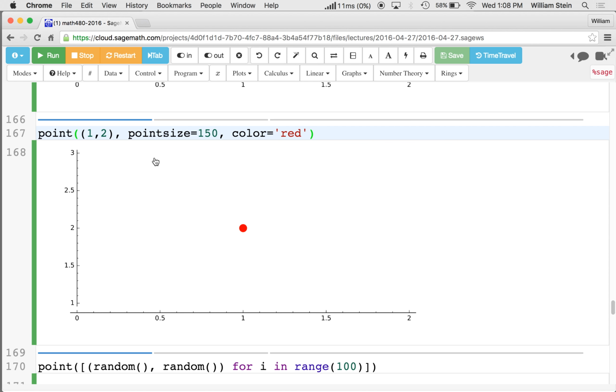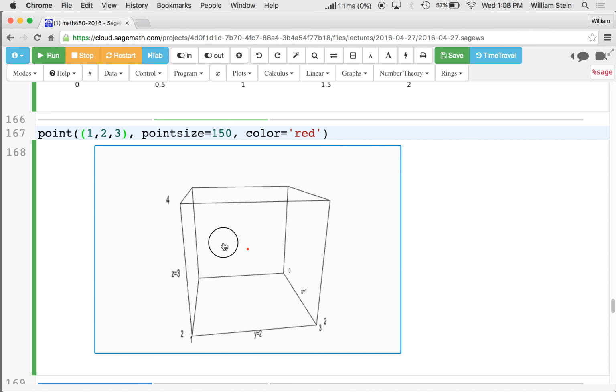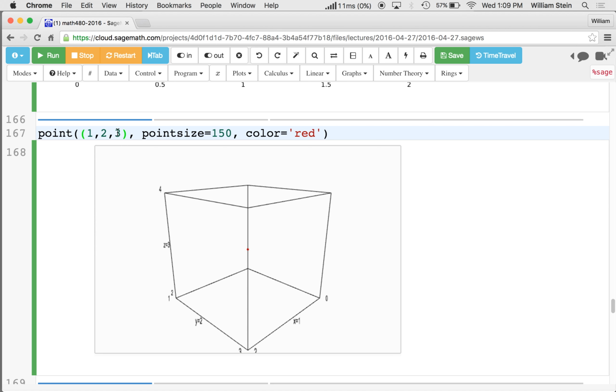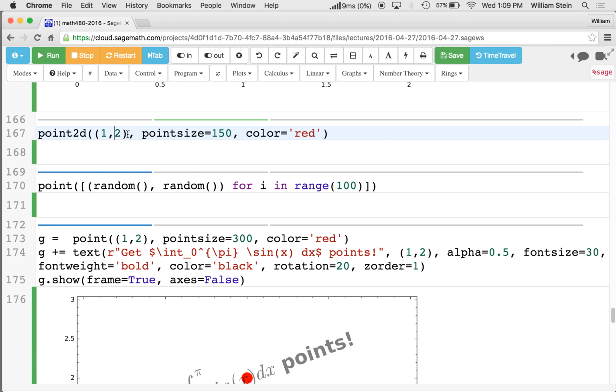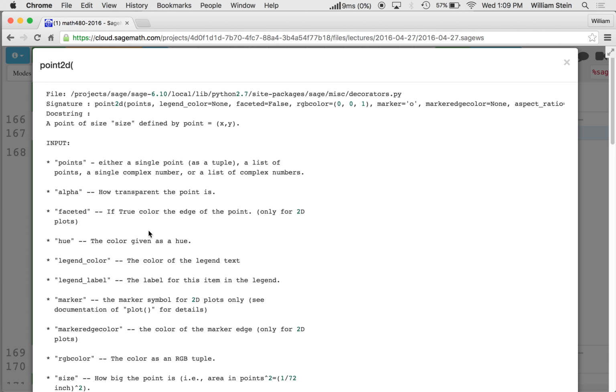There's a point 3D. If I were to do 1, 2, 3 right here, instead of getting a point in 2D, I get a point in 3D. It just automatically switches from 2D to 3D when you give a point that's only defined in 3D. If you want to be explicit and say it's a 2D point, you can do this. And now it'll definitely be a 2D point or an error. And then when you do help, you'll get the documentation.